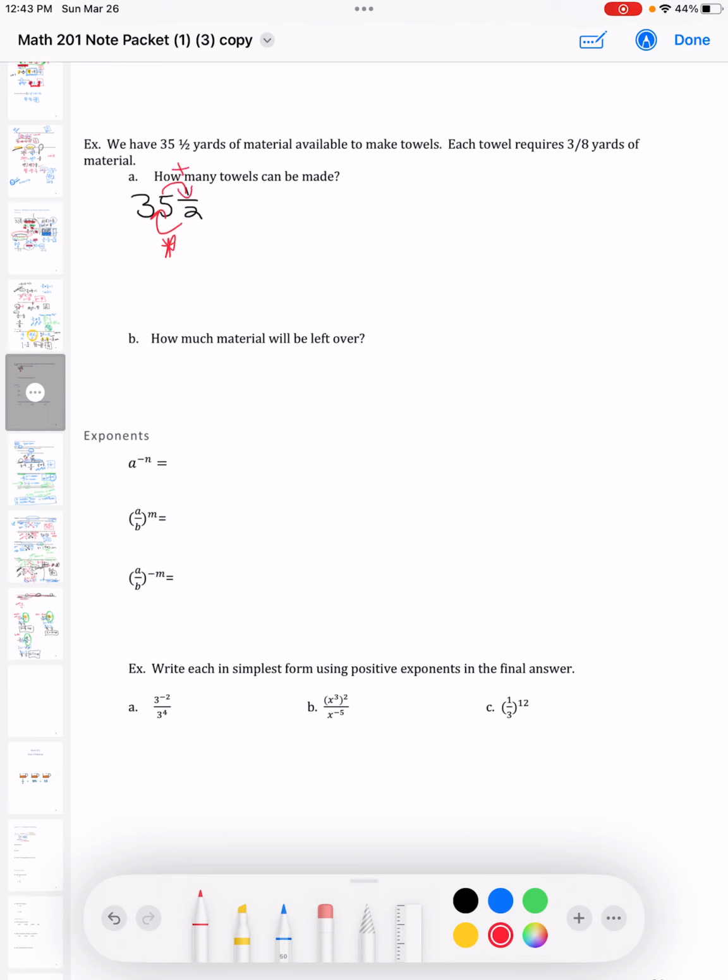Coming back from the pause, I would multiply 35 times 2. That 35 times 2 gives me 70. So that'd be 70 halves, and add the 1/2. So I get 71 halves. So I want to take that 71 halves and divide it by 3/8.